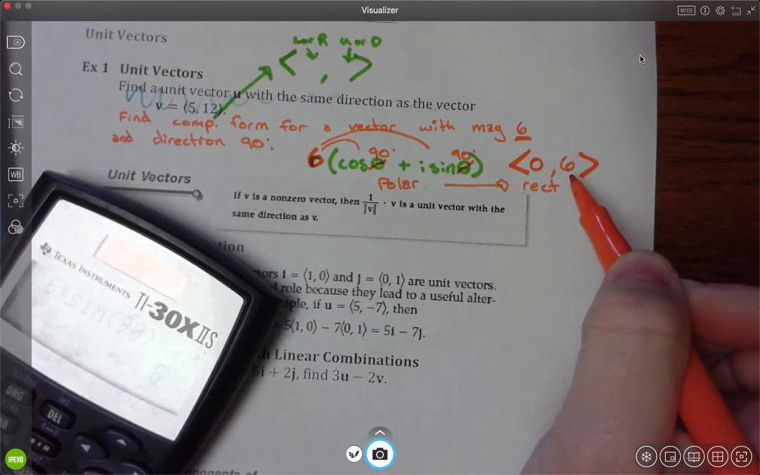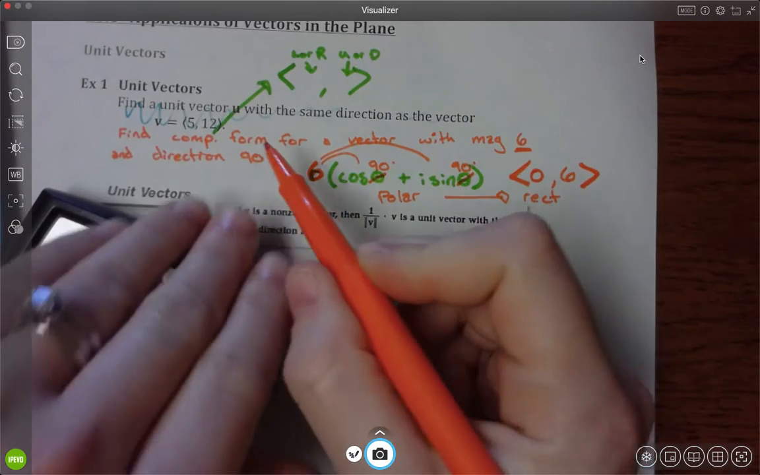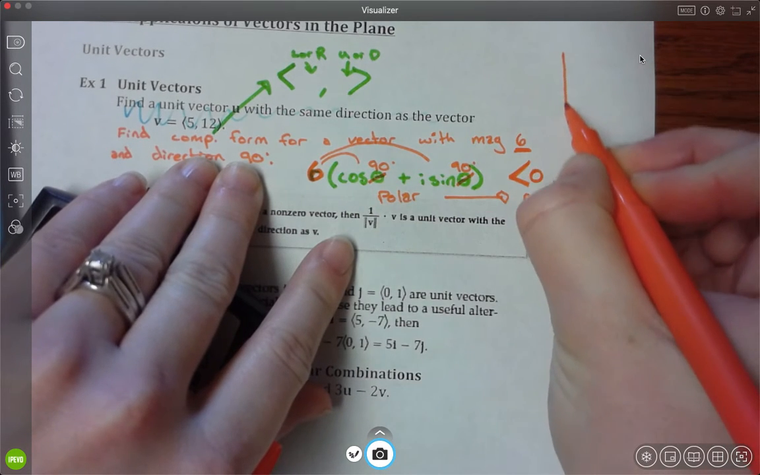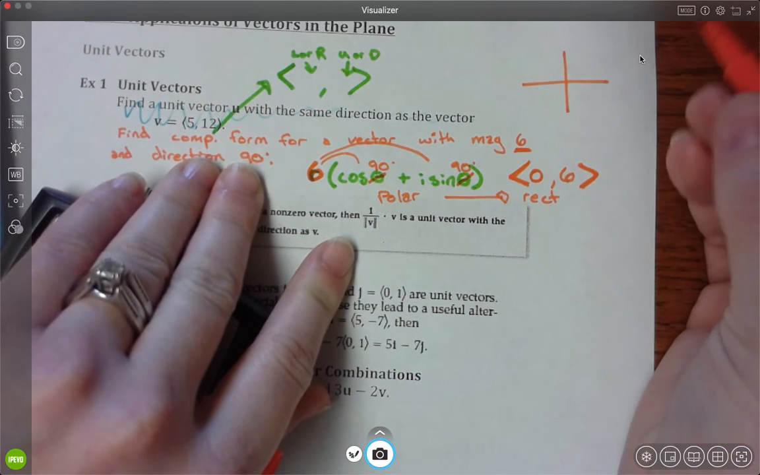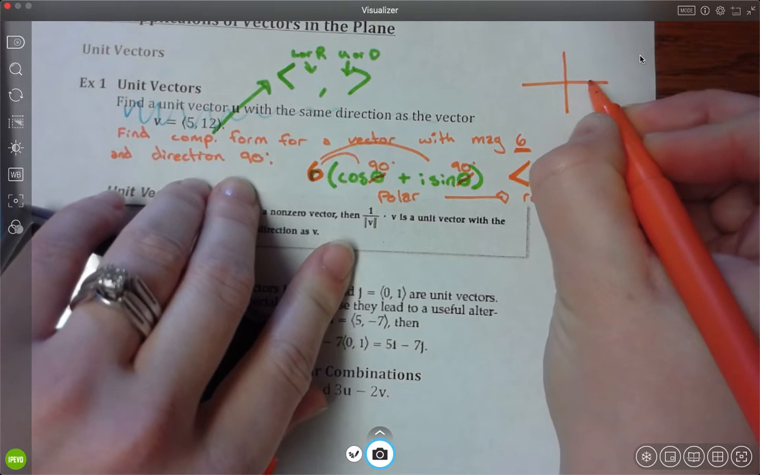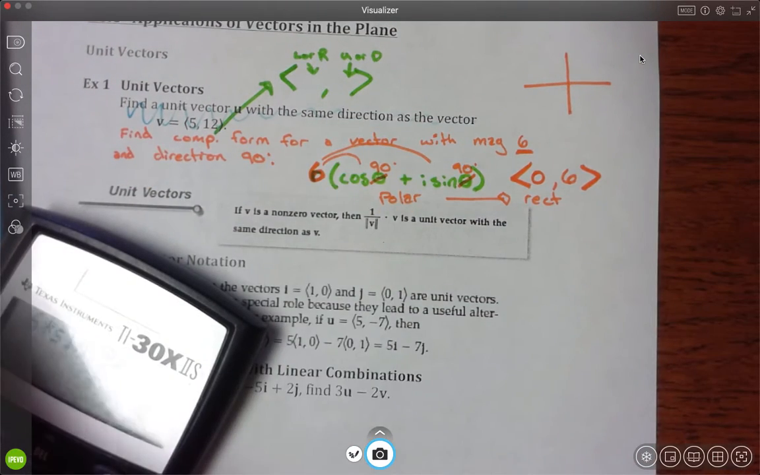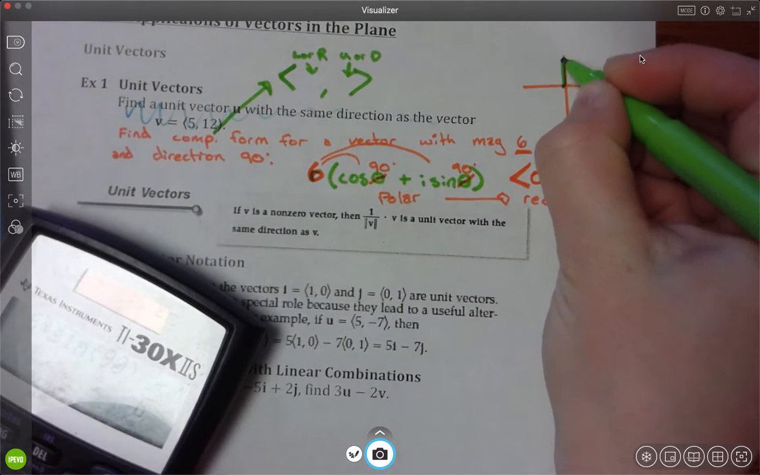So this is what you will do when you're trying to go from magnitude and direction to the component form, okay? And this really kind of makes sense. Find the component form of a vector with a magnitude of 6 at a 90-degree direction, okay? So thinking about what my angle will look like, if I'm going in a 90-degree direction, that means I'm going straight up in the air, right?